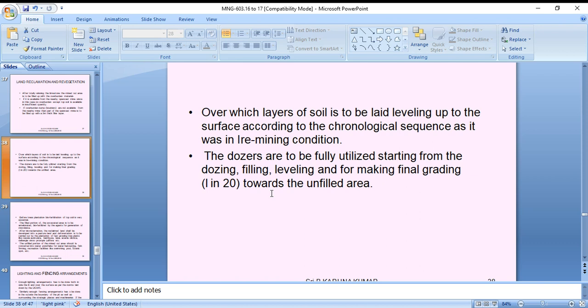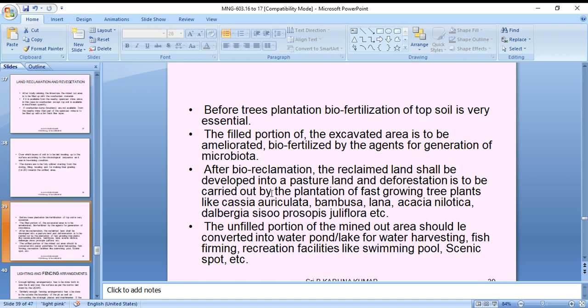As it was in mining, in reclamation the dozers are to be fully utilized, starting from dumping, filling, leveling, and for making the final grading towards the unfilled area. Before tree plantation, biofertilization of the topsoil is very essential. The filled portion of the excavated areas is to be ameliorated and biofertilized by the treating agent for regeneration of the microbiota. After bio-reclamation, the reclaimed land shall be developed into pasture land.